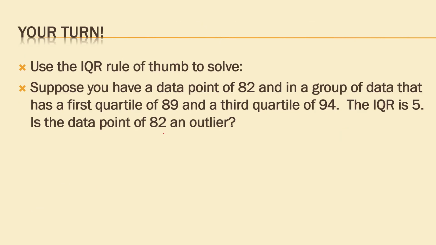Your turn. Use the IQR rule of thumb to solve. Suppose you have a data point of 82 in a group of data that has a first quartile of 89 and a third quartile of 94. You'll notice that the IQR is 5. Is the data point 82 an outlier? Pause the video and come back and check your solution.